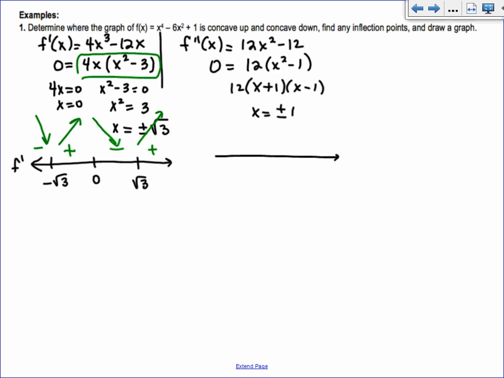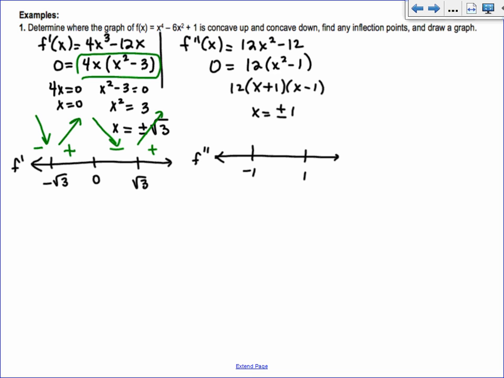I now do a second number line. But now this is f double prime. This is why it's important that you label. And plus, on the AP test, they don't grade those number lines, right? So you guys know you have to write what's in those if you were going to use them. All right, so I have negative 1 and 1. But now I'm going to plug into f double prime.